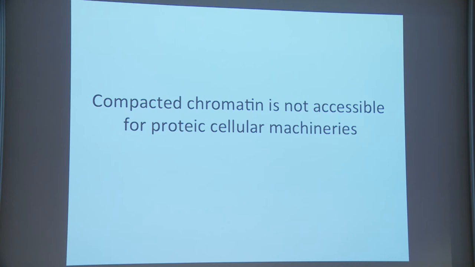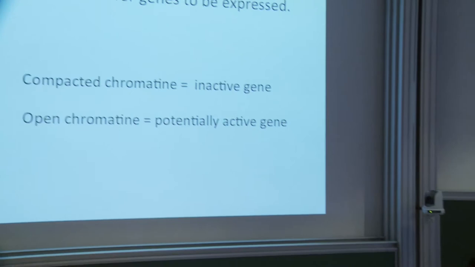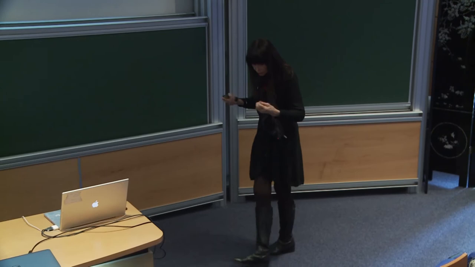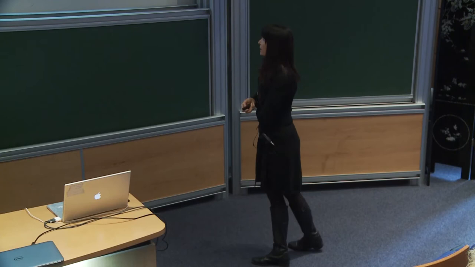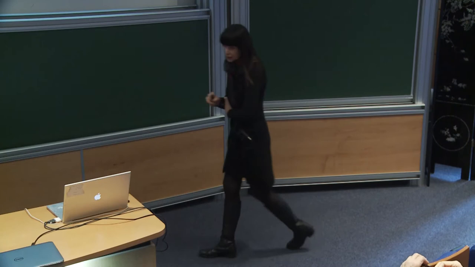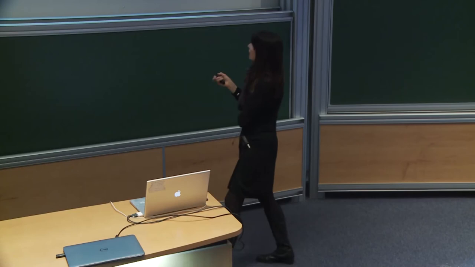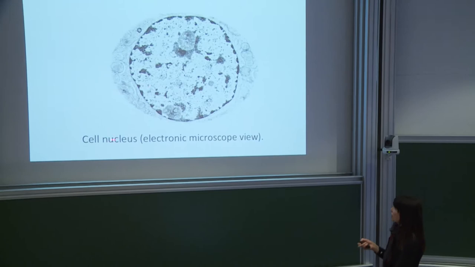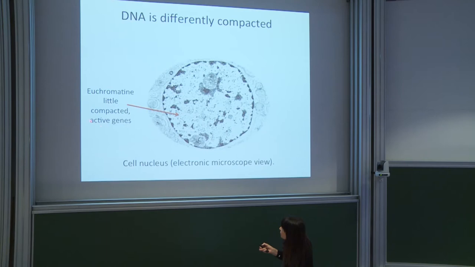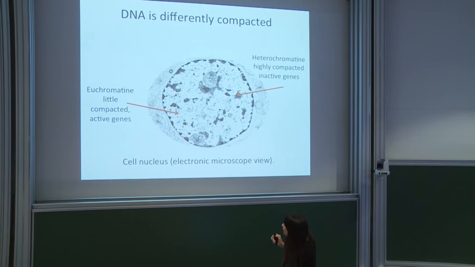Now the problem is that in compacted chromatin, the DNA is not accessible to proteic cellular machineries. If you want to express a gene, you have to have access to the DNA, to transcribe it to RNA, with the transcription machinery, the RNA synthesizing machinery. So compacted chromatin is linked to inactive genes, and open, decompacted chromatin contains potentially active genes. And indeed, if you look at the cell nucleus, you have different degrees of compaction that you can even see by electron microscopy. You can distinguish what is called euchromatin, which is little compacted and includes active genes, from heterochromatin, which is highly compact and includes inactive genes.